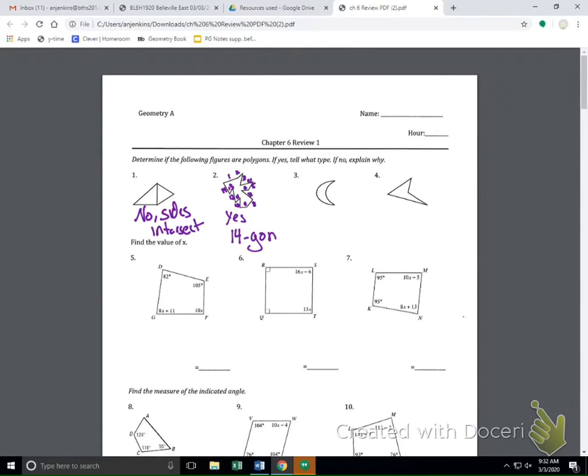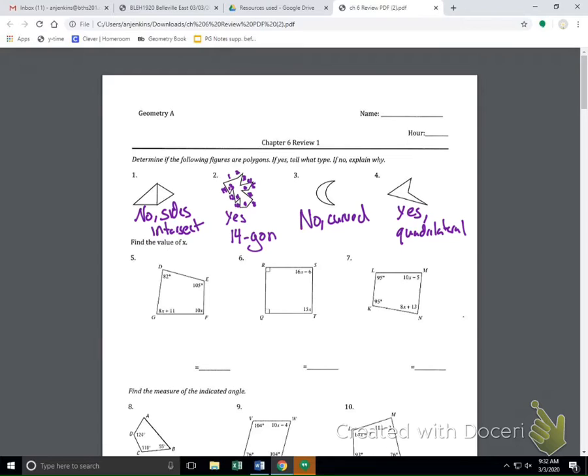What's our next one? Is this a polygon? No. Why not? It's curved. And then the last one, is this a polygon? Yes. And then what do we call it? A quadrilateral. 4 sides.